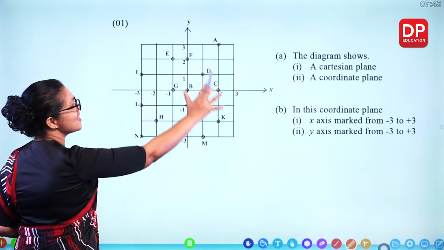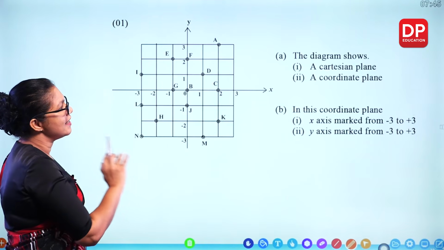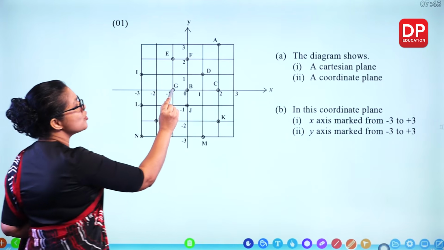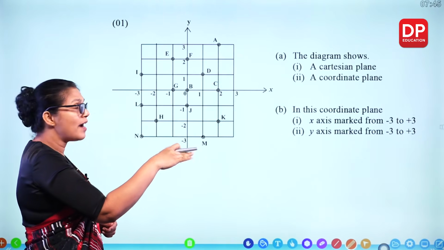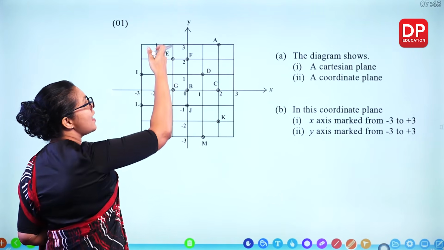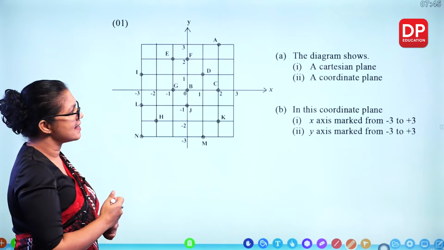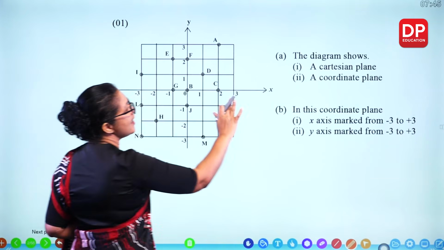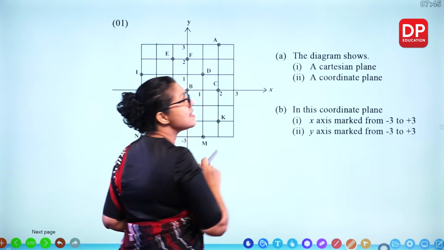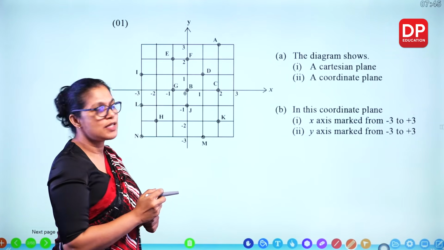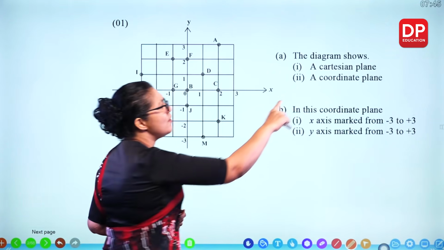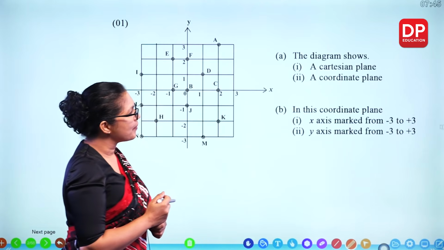So what is this? This is a plane. So you get two axes. X-axis is the horizontal one. We call Y the vertical axis. So we call it the Cartesian plane, or sometimes we call it the coordinate plane. In your textbook, we use coordinate plane.